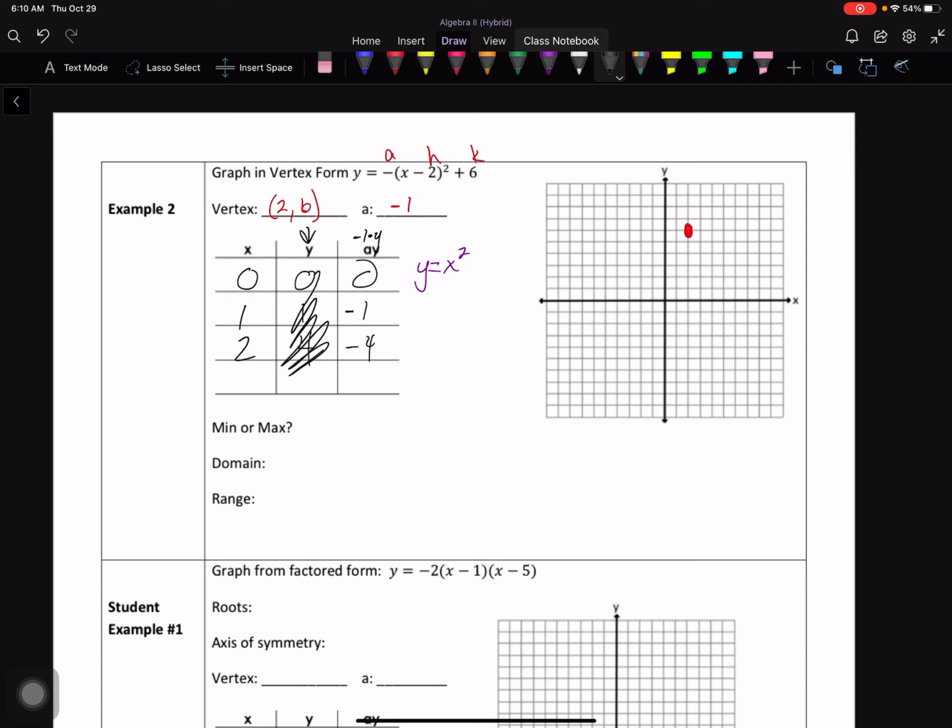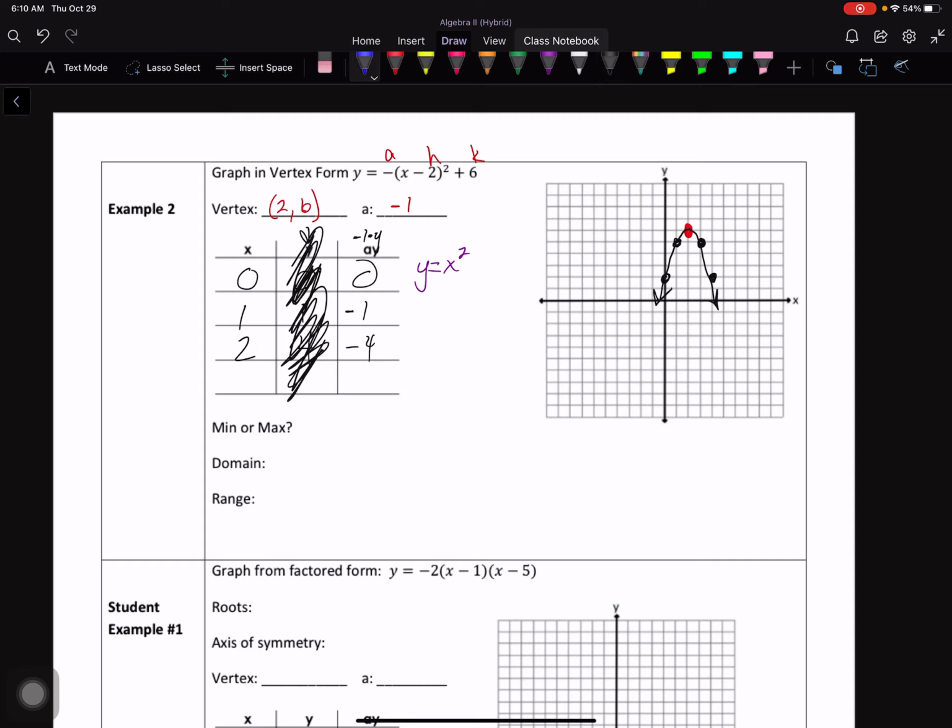Scribble this out so you don't get confused. You're done with it. It's just a stepping stone to get to that last column. Okay, let's plot those points from the vertex. So 0, 0, like I said, is just going to be your vertex. 1, -1, it's right there. And 2, -4, it's right there. And then if you reflect them, you have your parabola just like that.